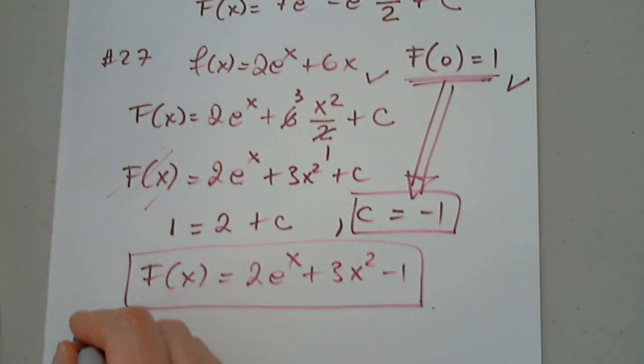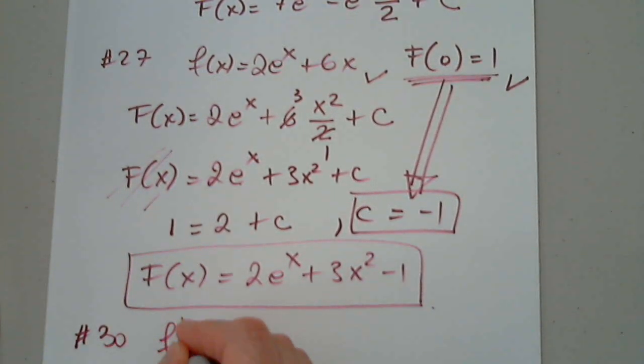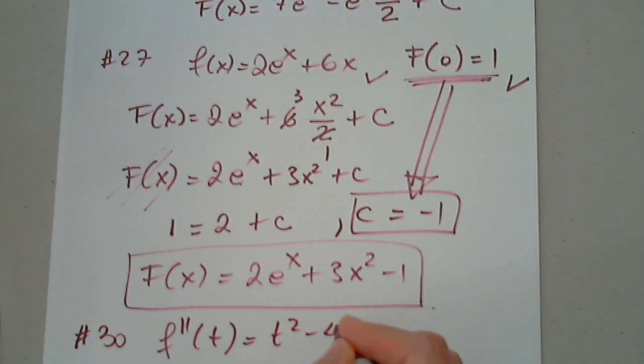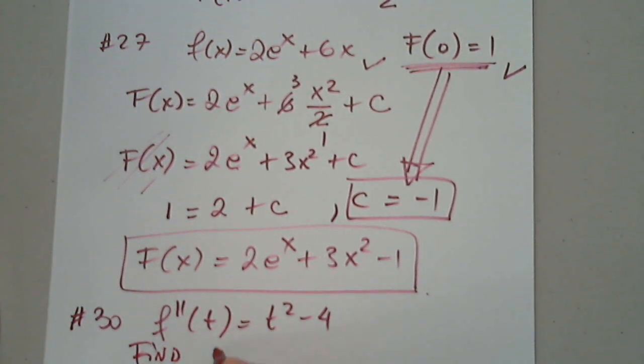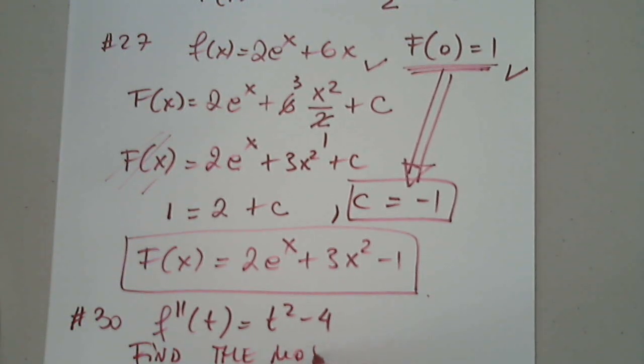So we have the second derivative of f of t equals t squared minus 4. Perfect pick. Okay. They're asking us to find the most general antiderivative.